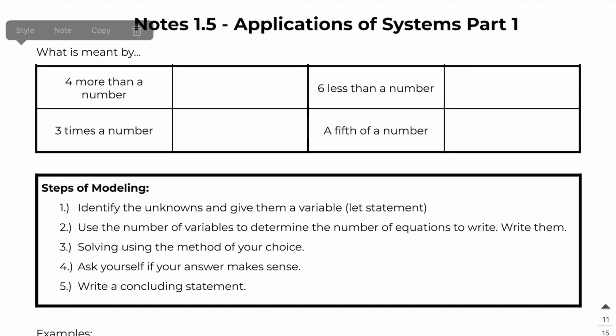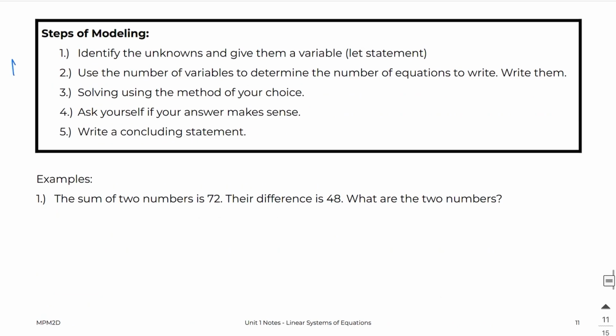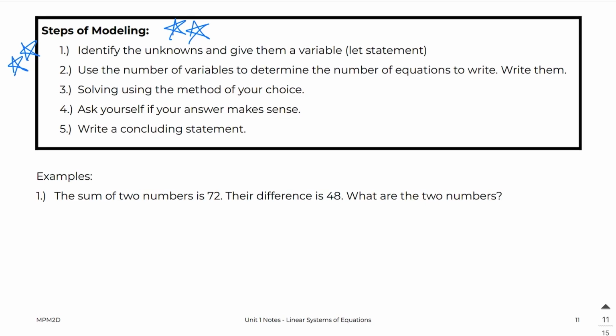And so we're going to pick up this video with the steps of modeling. And these steps are going to be really important. I put like stars next to these steps because they're really important to help you be able to set up your equations and take those words and put them into mathematical symbols. So in our first example, we're going to follow these steps. And I'm going to model for you what I would do for this first question by following these 5 steps. So the first step says to identify the unknowns and give them a variable.